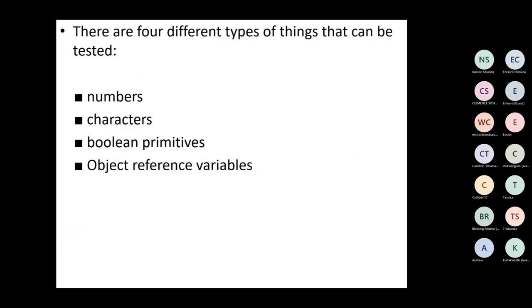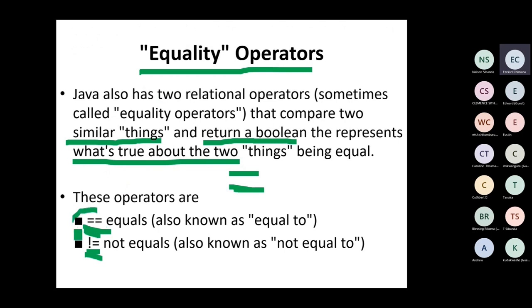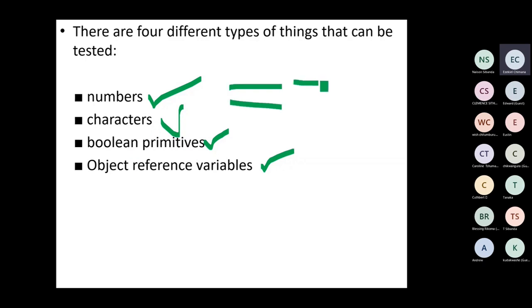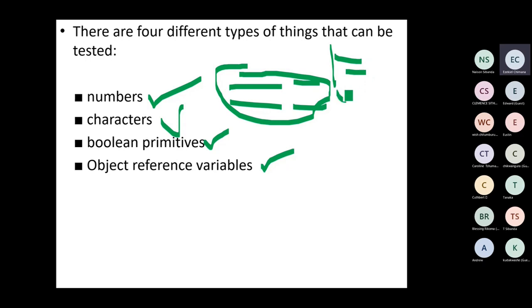There are 4 different types of things that can be tested here. With these 2 operators, we can test numbers, characters, Boolean primitives, and object references. If you want to compare the objects themselves, you are not going to use this equal sign, but the equals method. But for comparing object references, you can use this equal sign. Also for Boolean primitives or Boolean variables, and for characters, you can use this equal sign. For numbers, integers, float, double, you can use this equal sign, even the not equal sign here.